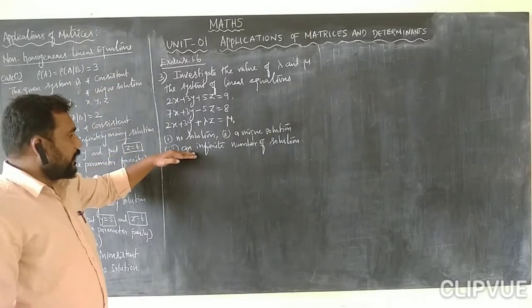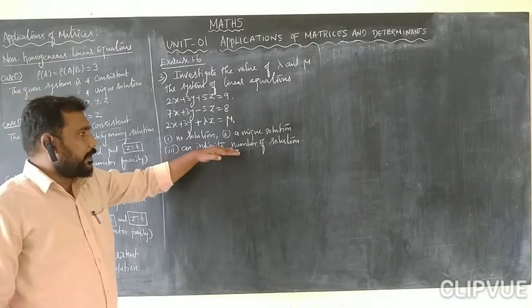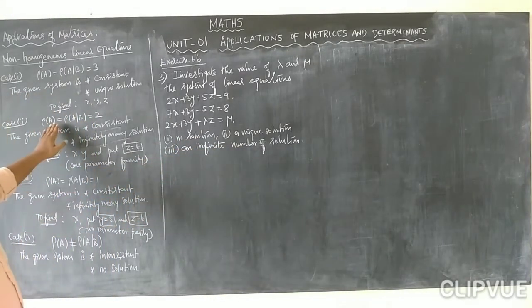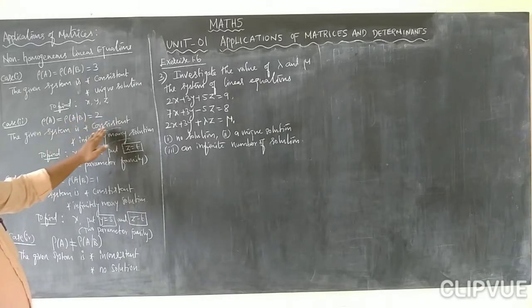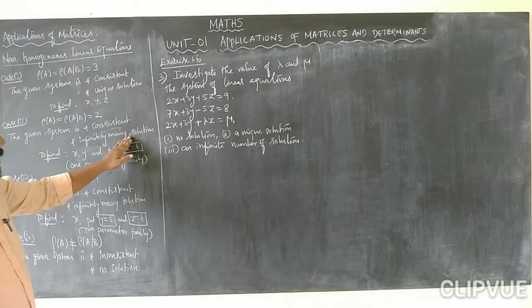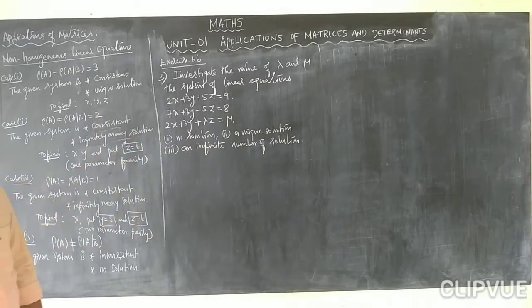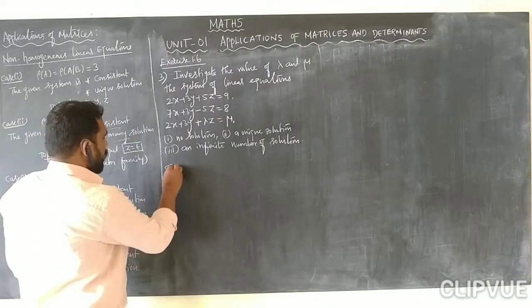Next one, part 3, an infinite number of solutions. Infinite number of solutions: ρ(A) equal to ρ([A|B]) equal to 2. The given system is consistent and has infinitely many solutions. These are the 3 cases. Okay, solution of this question.